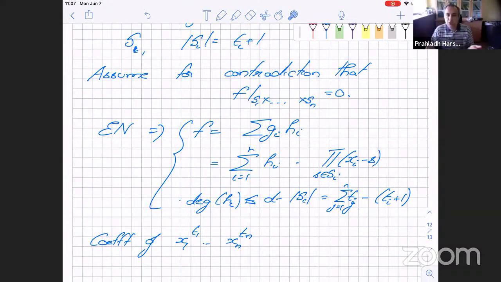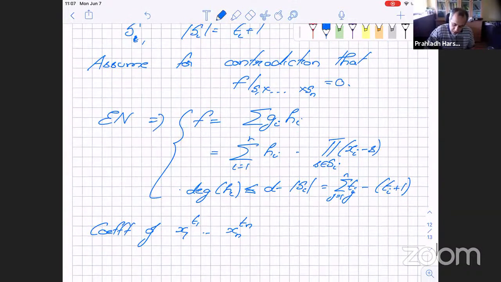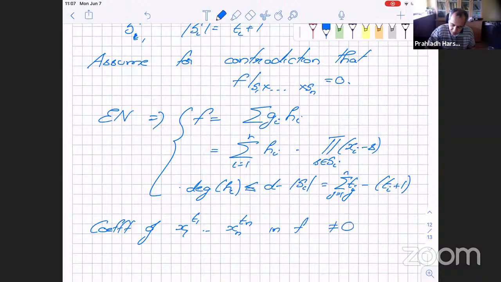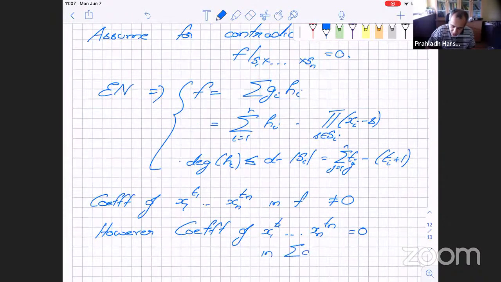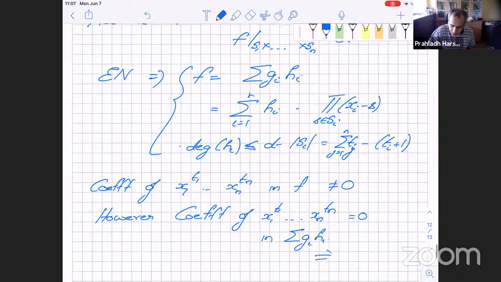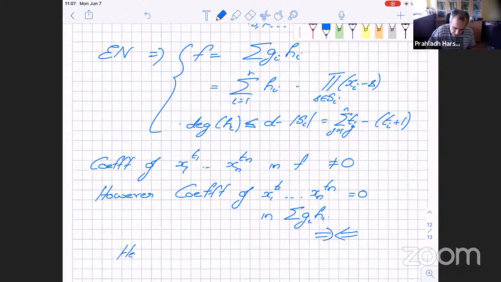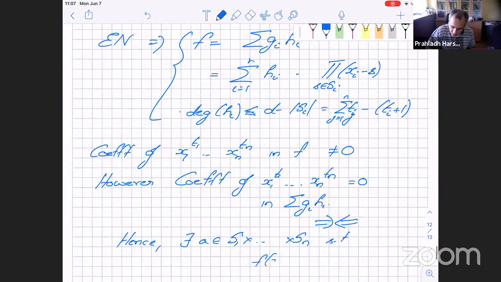And the reason is because we assumed f was zero everywhere. So f has to be non-zero. This is a contradiction: f is not equal to 0, however the coefficient of x1 to the power t1, xn to the power tn is 0 in the summation gi hi. That's a contradiction. Hence, there exists a in S1 cross Sn such that f of a is not equal to 0. That's the end of this proof.